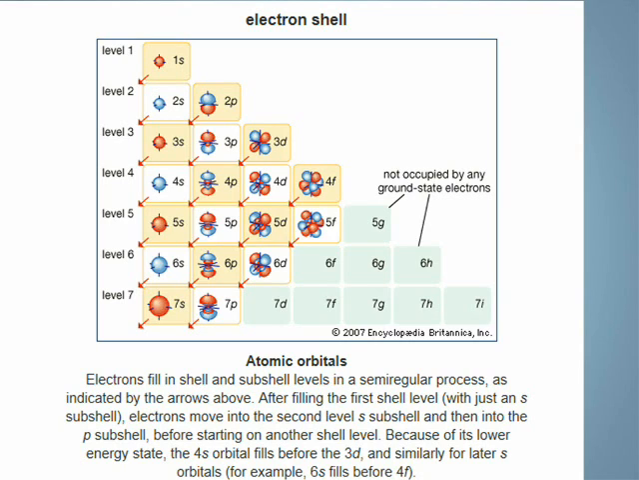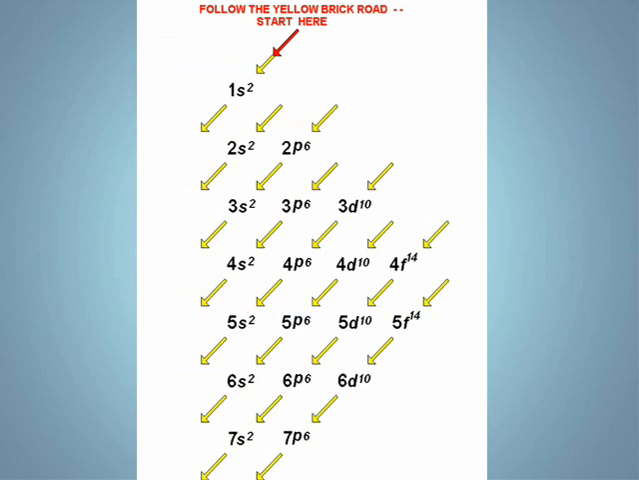So in the 1s, this is what an orbital would look like. 2s, 2p, the 4f orbital over here, 4d orbital. And as it says, electrons fill in shell and subshell levels in a semi-regular process as indicated by the arrows. Now we'll give you some other charts that will give you the orders. Now this is a chart to tell you what order the electrons will be filled in.